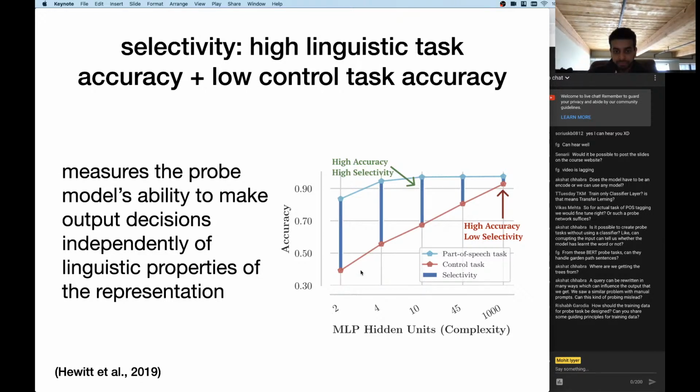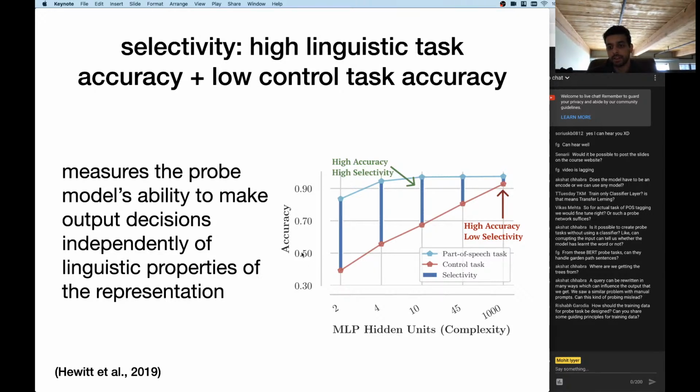With 1,000 units in our probe classifier, the part of speech tagging accuracy is above 90%, but the control task has also gone over 90%. So this is an uninformative data point, because it's saying that this probe network could have fit any sort of random grouping of your vocabulary. Just because it got good performance on part of speech tagging does not mean that it actually understands part of speech tagging. The probe network could just have learned any sort of grouping, so it doesn't tell you that much.